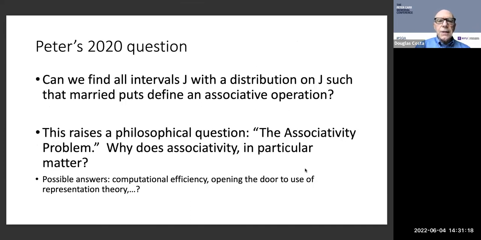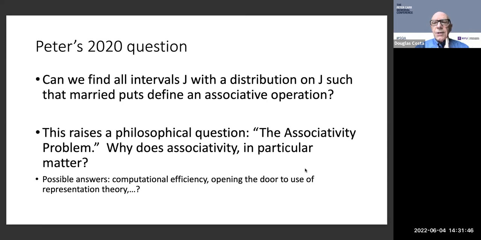So, open-ended questions. And the question that he posed to me was, can we find all intervals J with a distribution on them, which makes married puts define an associative operation? Now, this raises a key philosophical question, which Peter started referring to as the associativity problem. So why does associativity in particular matter? And there are possible answers.